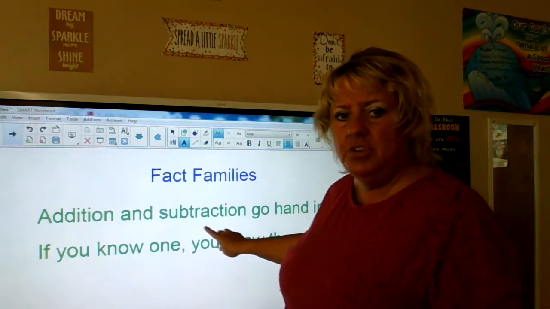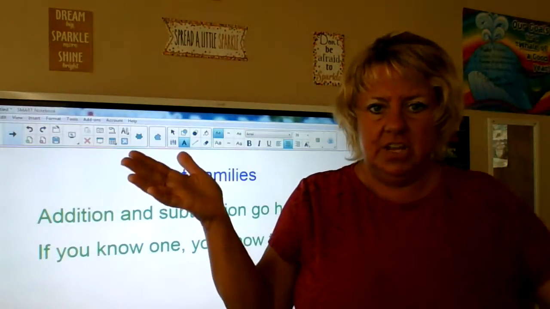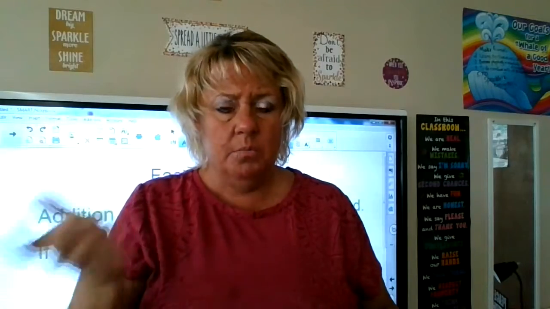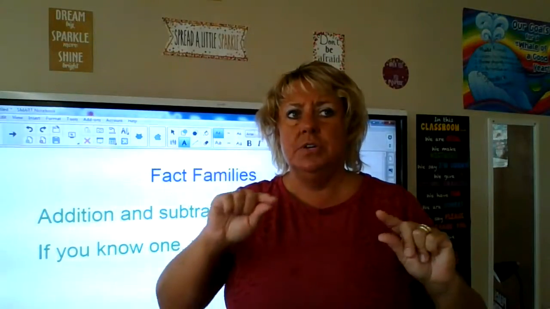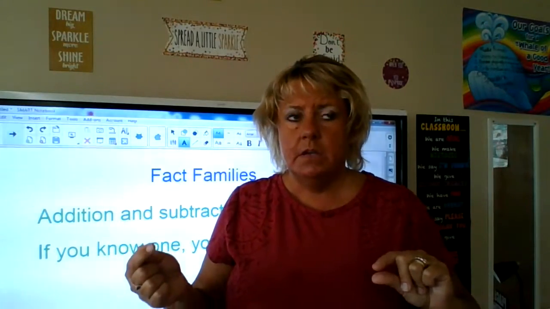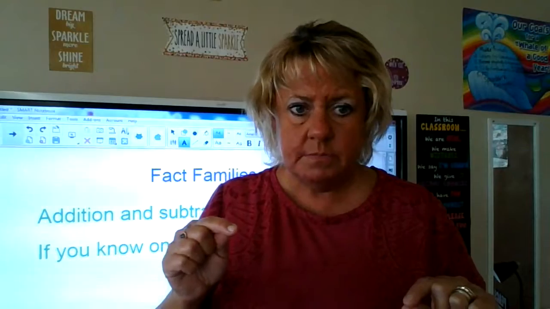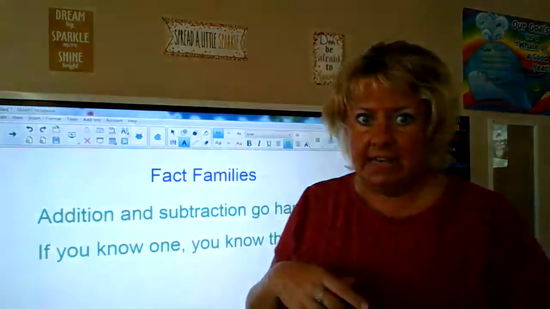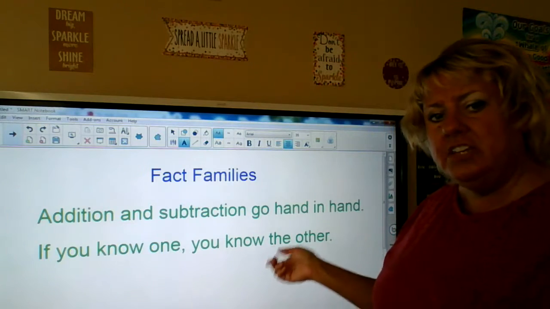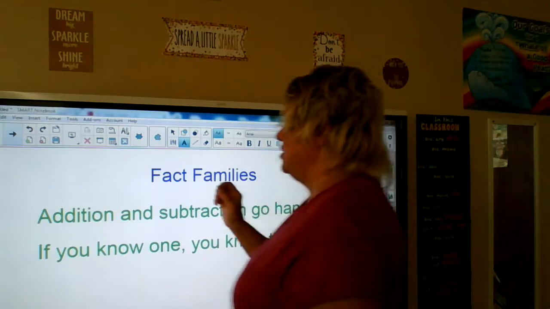Addition and subtraction go hand in hand. If you know one, you know the other. So, boys and girls, in my classroom, we have been working on how to check your answer if you're doing a subtraction problem. So you can work backwards. If 8 minus 2 is 6, then 6 plus 2 should be 8. And that's how addition and subtraction are related. If you know addition, you know subtraction. If you know subtraction, you know addition.